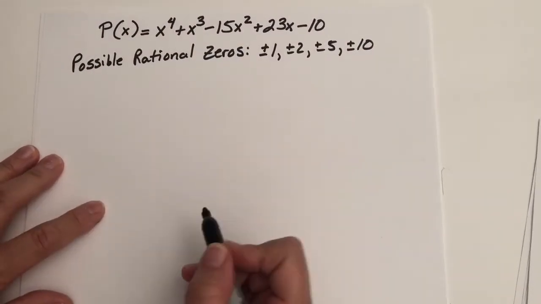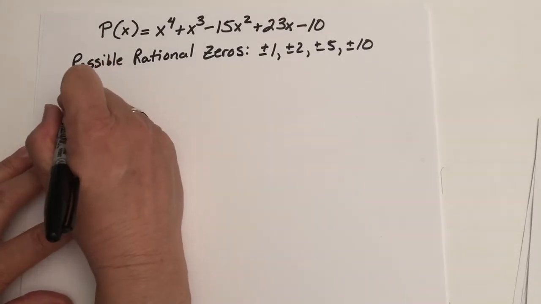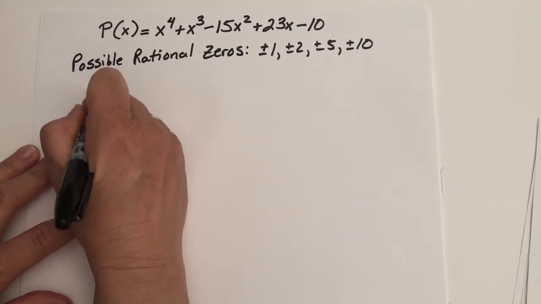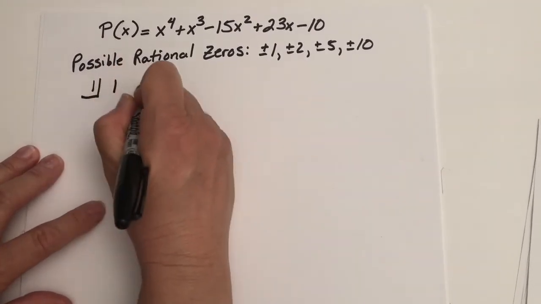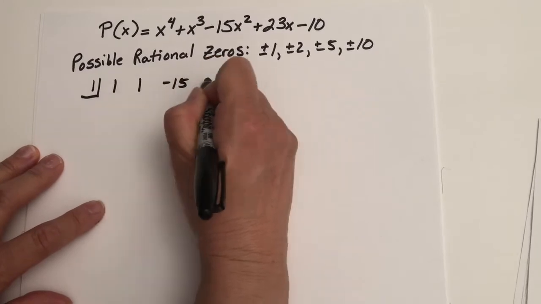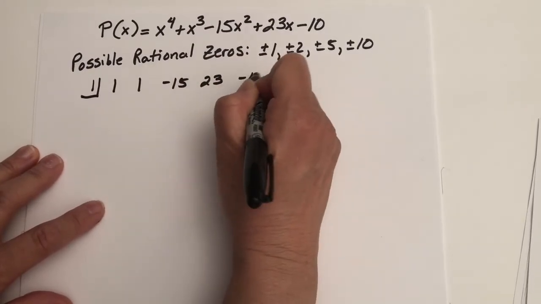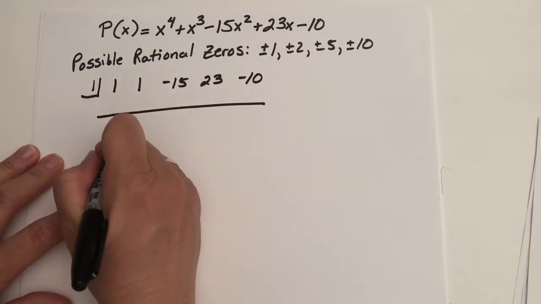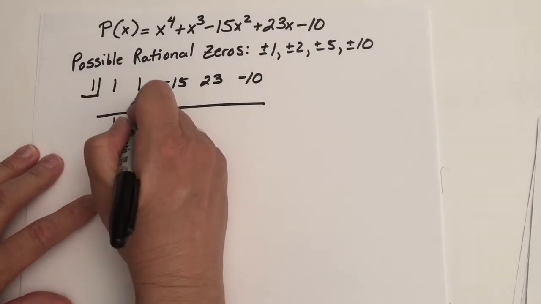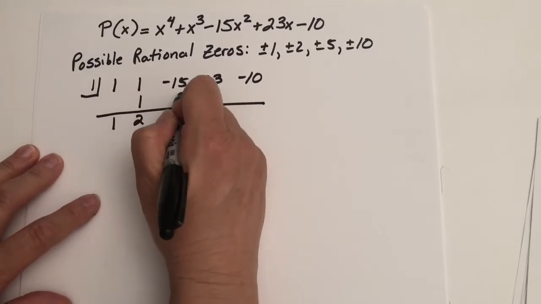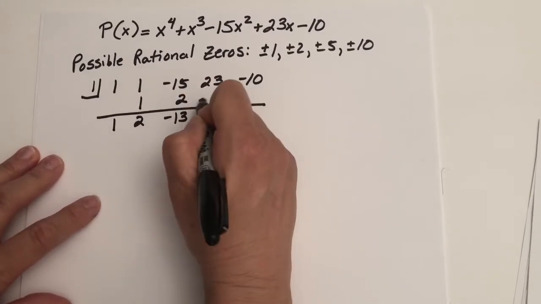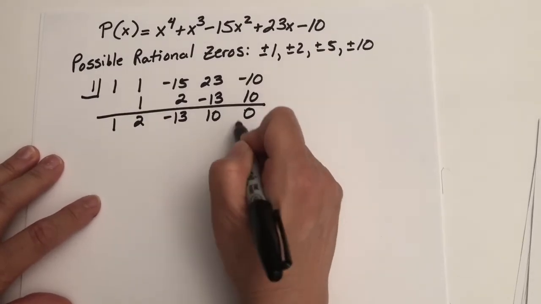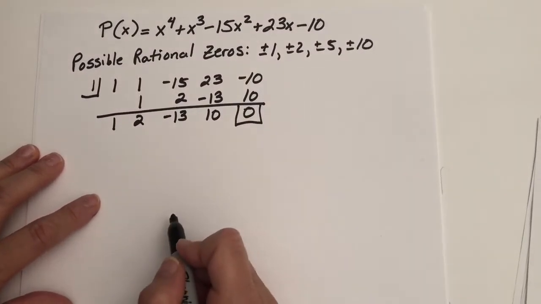And if you can't tell, it's no big deal. You can try synthetic division or write out the direct substitution. So I'm trying 1 first, and we have 1, 1, -15, 23, and -10. And I begin my synthetic division. Bring down the first number and multiply and add and continue that process. And as expected, we had a 0 here.